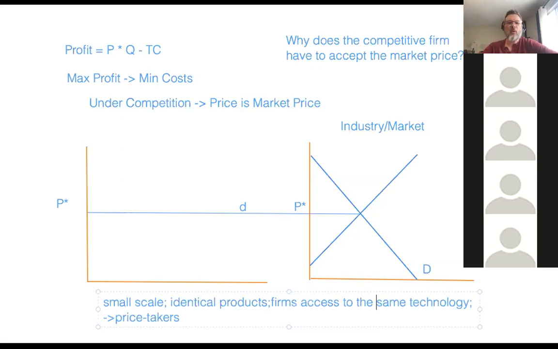So I wouldn't quibble with your example on the basis of the facts that we have, but because I don't really have an idea of what's going on in rice, I can't check off any of these boxes. I can't say, okay, small scale, identical products, firms access to the same technology. I don't know. The identical products, well, obviously, like I said, there are some people that actually do have pretty strong rice preferences.